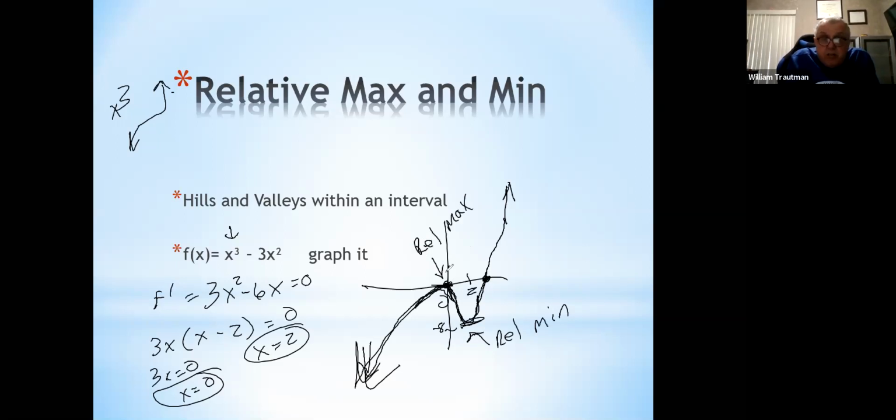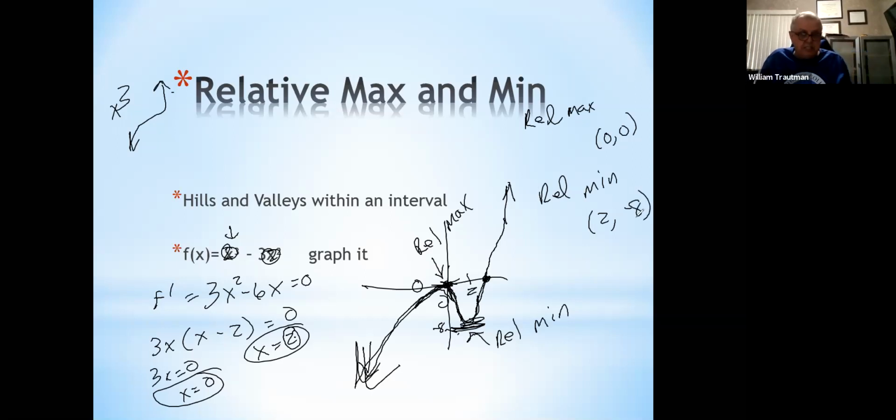To find the relative minimum and maximum, you take this 2 and put it back into the original equation. That's how we got -8. Put 0 back into the equation, and we got y = 0. So our relative maximum is at (0, 0). Our relative minimum is at (2, -8). Does that make more sense?